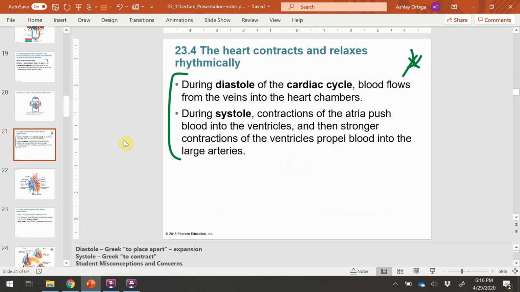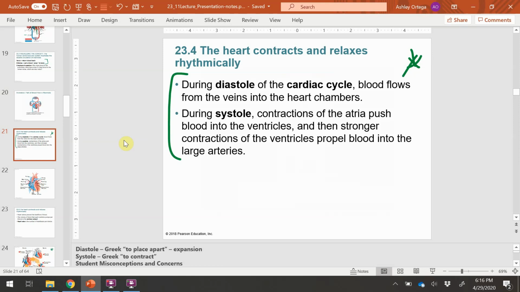All right. So now let's take a look at the heart. The heart's going to contract and relax rhythmically. This will actually do it automatically on its own. But in other cases, it can be influenced by other things like the nervous system and the endocrine system. But we'll take a look here at how that rhythmic function works.